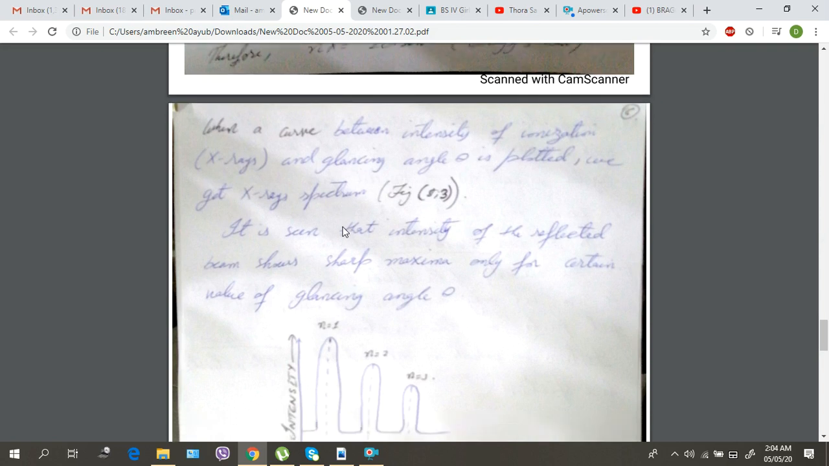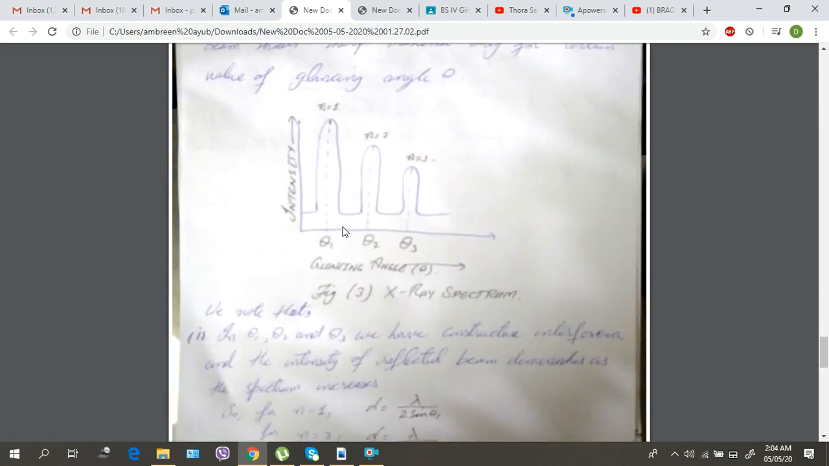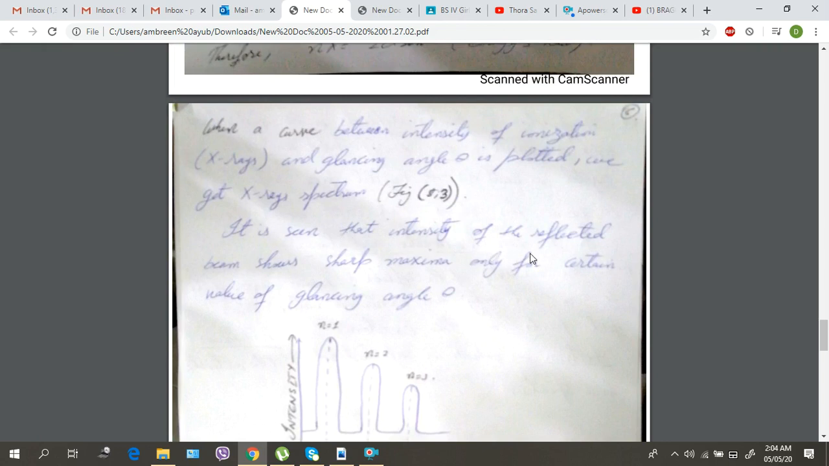Now from here we can also define a curve between intensity of X-rays and glancing angle theta. When it is plotted, we get the X-ray spectrum, which is shown in figure 3. It is seen that the intensity of the reflected beam shows sharp maxima only for certain values of glancing angle theta, and those are the values where we have constructive interference.